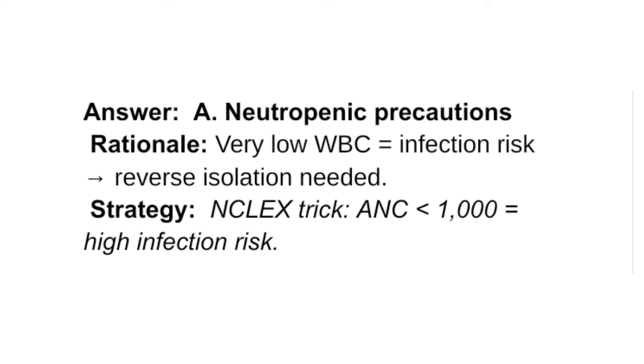Neutropenic precautions. Rationale: very low WBC equals infection risk, reverse isolation needed. Strategy: NCLEX trick, ANC less than 1000 equals high infection risk.